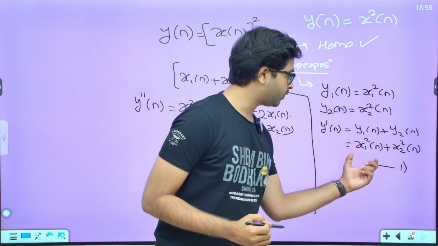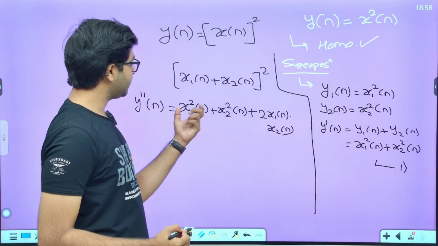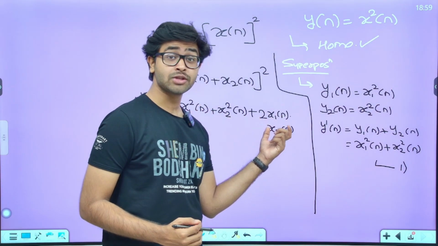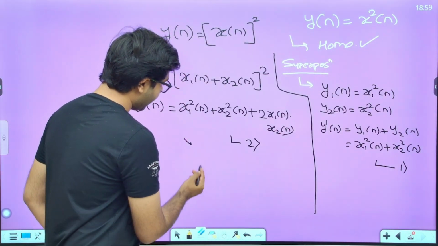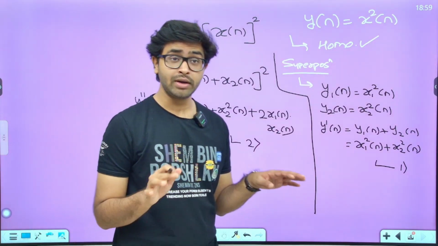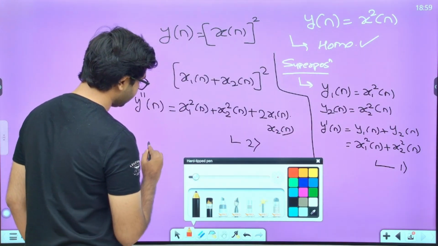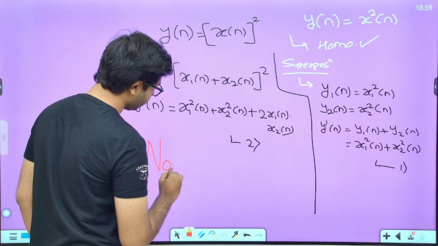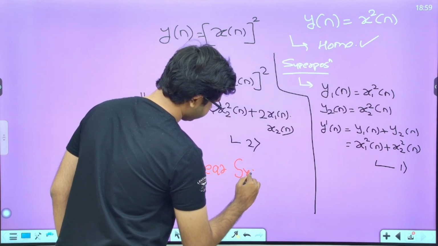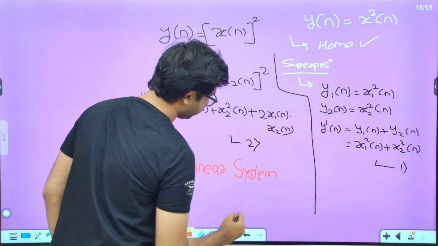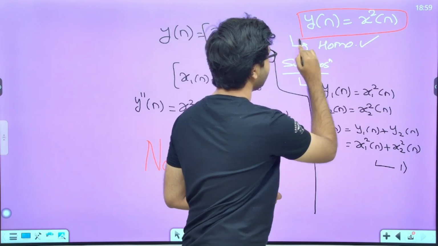I will call this y double dash of n, and this is y dash of n, which is simply x1 square n plus x2 square n. But this is y double dash of n, where it's x1 square plus x2 square plus 2 x1 x2, and this is equation 2. And as both equations are not equal, this is a non-linear system.